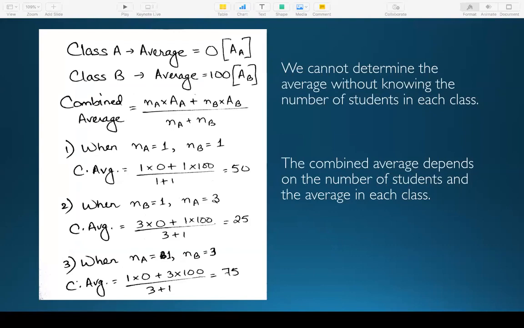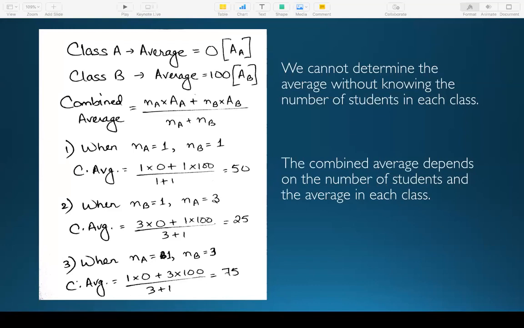Combined average is nothing but the total sum divided by the total number of terms. The total sum of the marks in the two classes divided by the total number of students in the two classes. So I have taken certain cases. In the first case, I have taken the number of students in class A to be 1 and the number of students in class B to be 1. Basically, I've taken the same number of students. So in that case, after performing the calculation, the combined average came out to be 50.